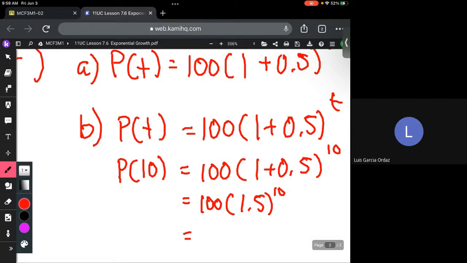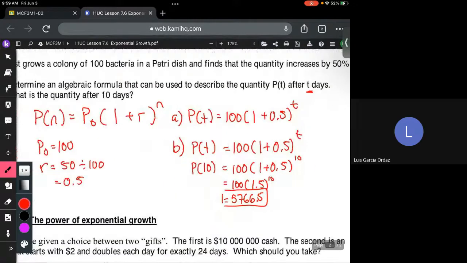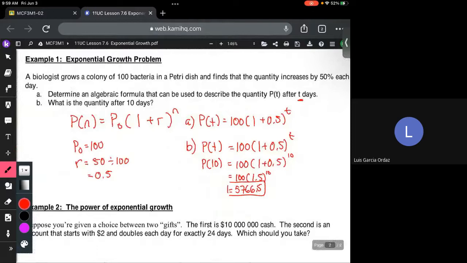Ashton said an answer. Let's see if everyone else got the same one. Did anyone else get it? 1.5 to the power of 10 times 100. Everyone got that? What's the answer? 5,766.5. So you can say, therefore, after 10 days, you have a colony of 5,766.5 bacteria.